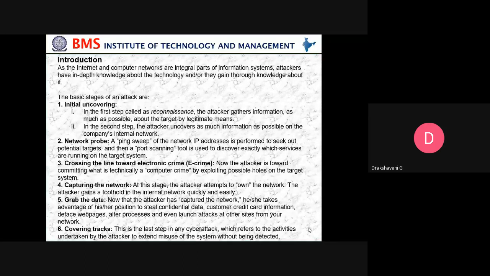Next one is a network probe. In the network probe, a ping sweep of a network IP address is done to find out what the IP address of the particular network is. Along with that, crossing the line towards electronic crime. So what is a crime? It is how electronic things are used to commit crimes, whether computer crime to exploit, from where the target is, what the target is.